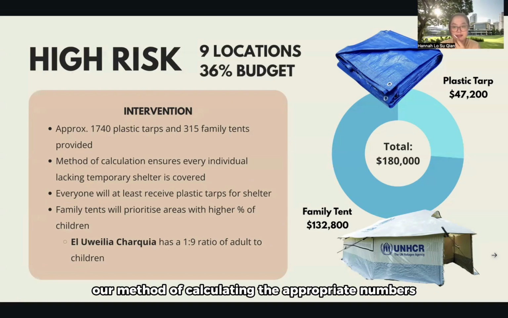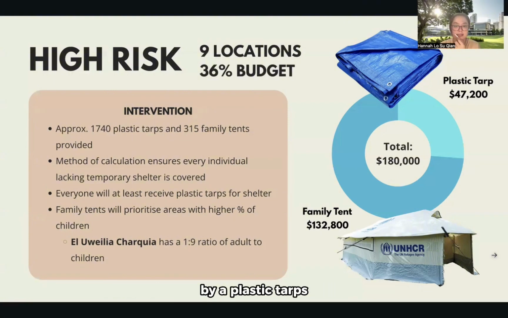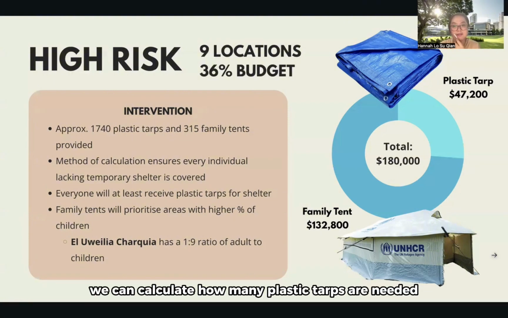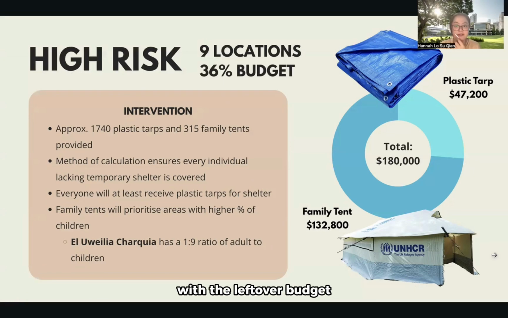Our method of calculating the appropriate numbers starts by ensuring each individual is covered by a plastic tarp. With information from the UNHCR, we can calculate how many plastic tarps are needed. With the leftover budget, we calculated how many family tents we were able to afford. In this way, we ensure every individual will at least receive plastic tarps.